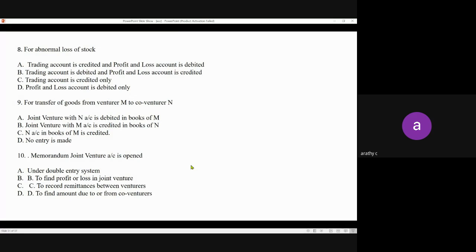So the 10th question is, memorandum joint venture account is opened under double entry system to find profit or loss in joint venture, to record remittance between ventures, to find amount due to or from co-ventures. Memorandum joint venture account is opened to... B. Okay, correct answer. Good. To find profit or loss in joint venture.